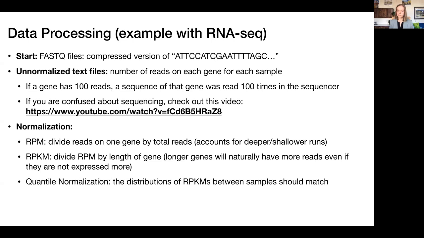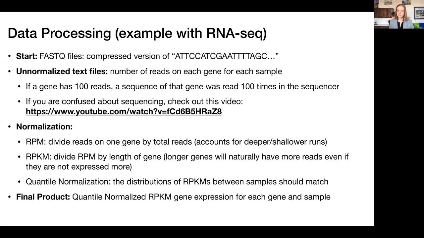The third normalization step is quantile normalization, where the distributions of the RPKMs between the samples should match. I use some R package to conduct quantile normalization to make sure that they do. All of these steps are very standard in this field. So the final product is the quantile normalized RPKM gene expression for each gene and sample, and then you can compare the samples to each other. And that is it.